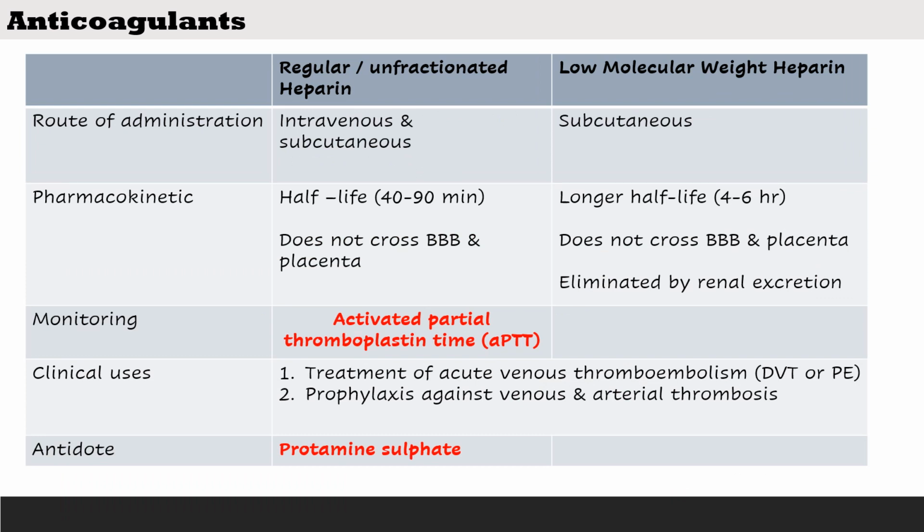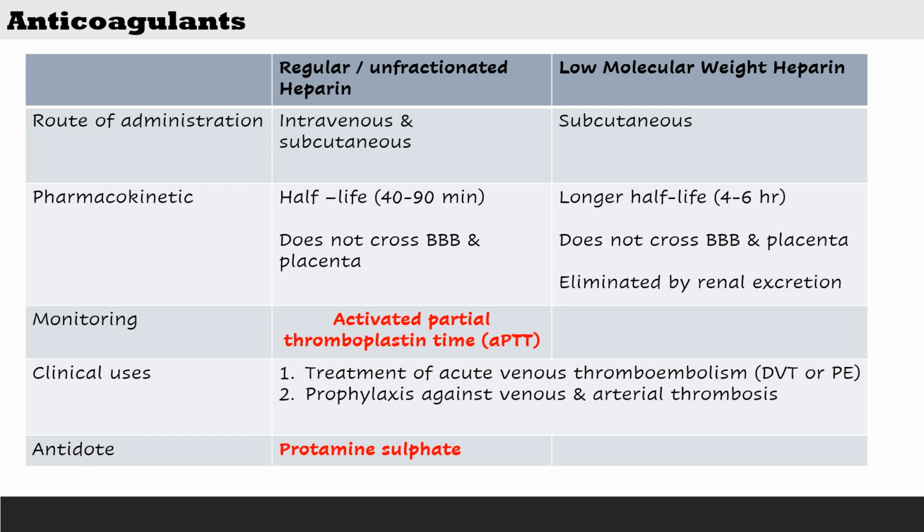Okay, the table here summarizes the differences and similarities between the regular or unfractionated heparin and low molecular weight heparin. Heparin can be given by intravenous route and subcutaneous route. The low molecular weight heparin is given by subcutaneous route. The low molecular weight heparin has a longer half-life compared to heparin, and it is eliminated by renal excretion. Both heparin and low molecular weight heparin don't cross the blood-brain barrier or the placenta.